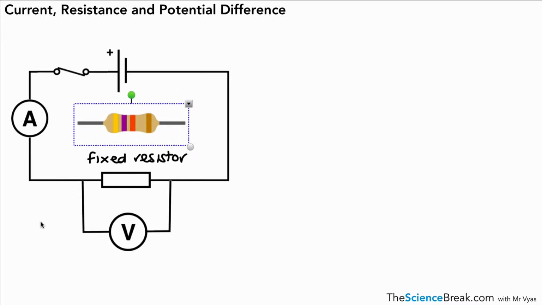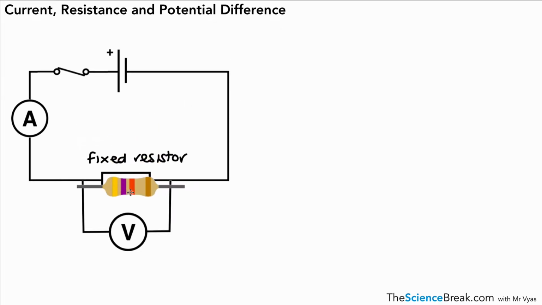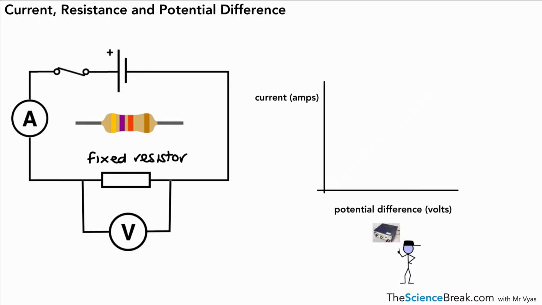In reality, a fixed resistor might look something like that. So that would be there in the circuit. It's actually quite small. It's only a few millimeters, but that's what one looks like. And there's our fixed resistor. So that value of resistance won't change in this circuit.